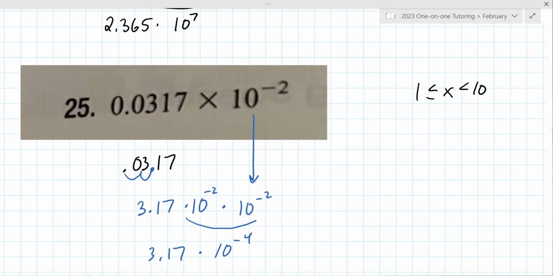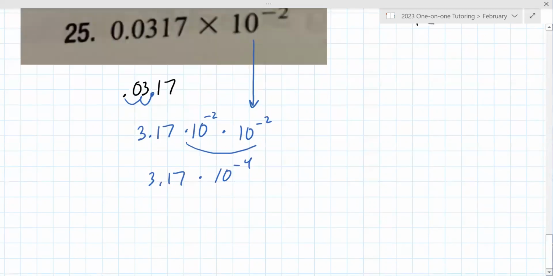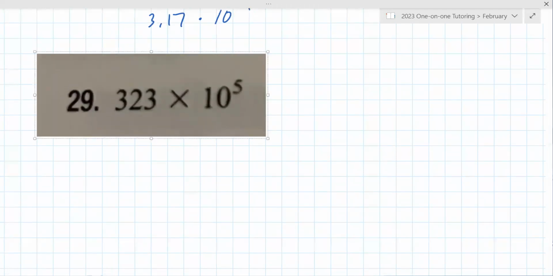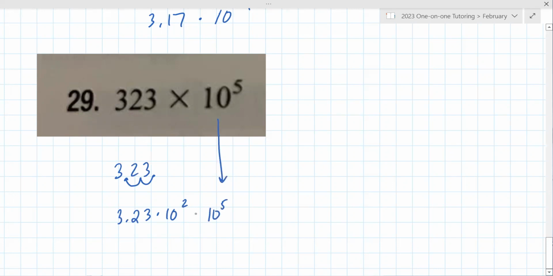All right, so let's go to 29 and fix that one, and then we can move on to the next grouping. So I asked you this earlier, the decimal is here. We've got to move it back 2. So this becomes 3.23 times 10 squared. Bring the 10 to the 5th down. And then you add the exponents because the bases are the same.